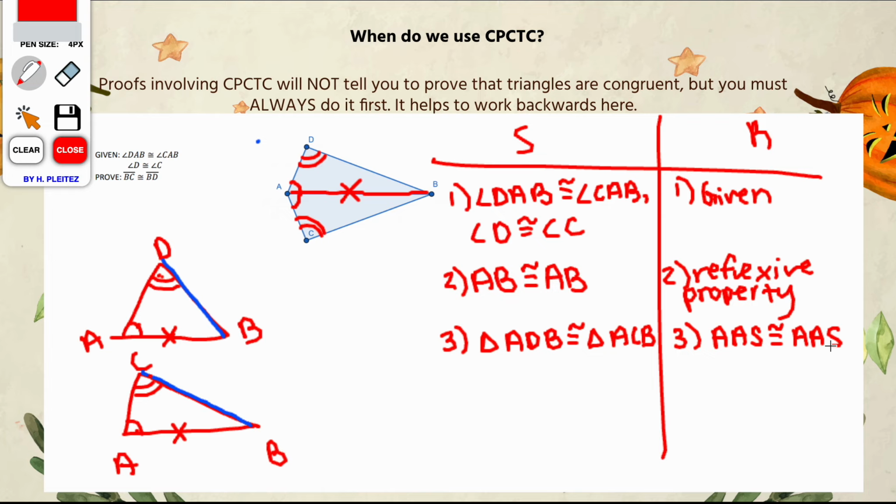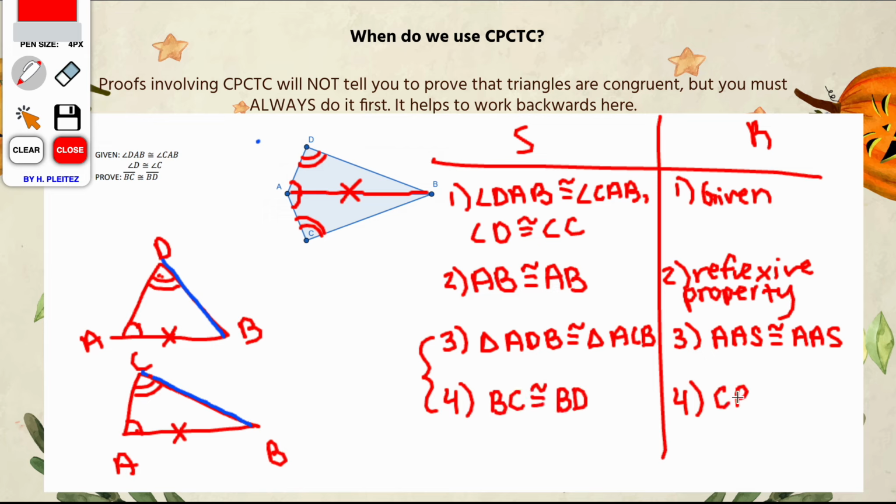And once you prove that 2 triangles are congruent, right after is going to come CPCTC. There's nothing really else that can come after that. It's always going to be CPCTC. So think about peanut butter and jelly or Mario and Luigi. Once you prove 2 triangles are congruent, CPCTC comes right after. What we're using CPCTC to say is, remember, corresponding parts of congruent triangles are congruent. Now we can say that BC is congruent to BD.